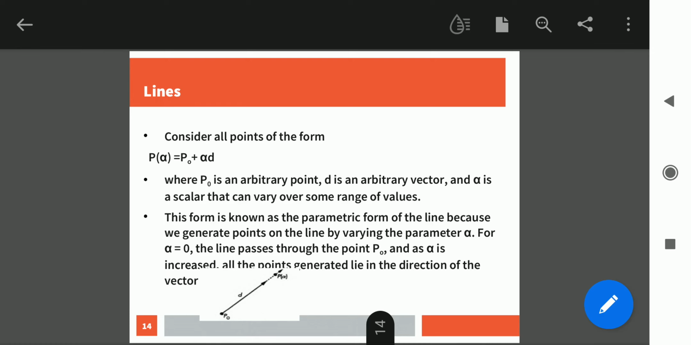And whenever alpha is 0, we are at P naught. When we increase the value of alpha, we'll move in the direction of vector D itself. So this is regarding the representation of lines using a scalar, a vector and a point.